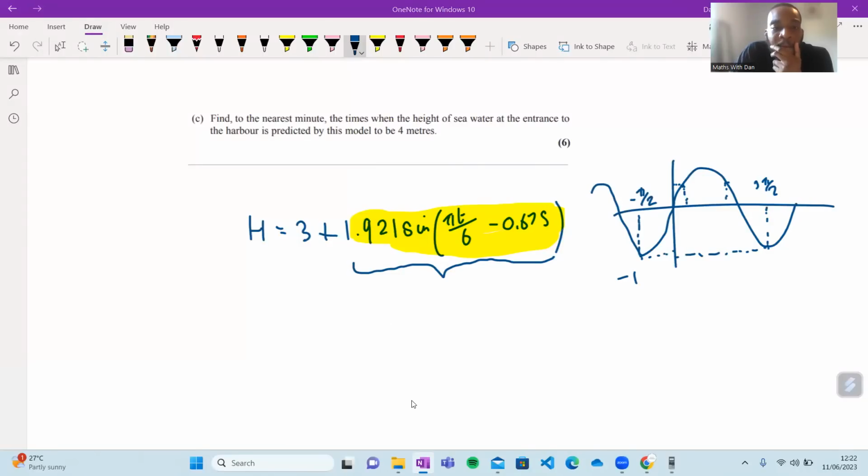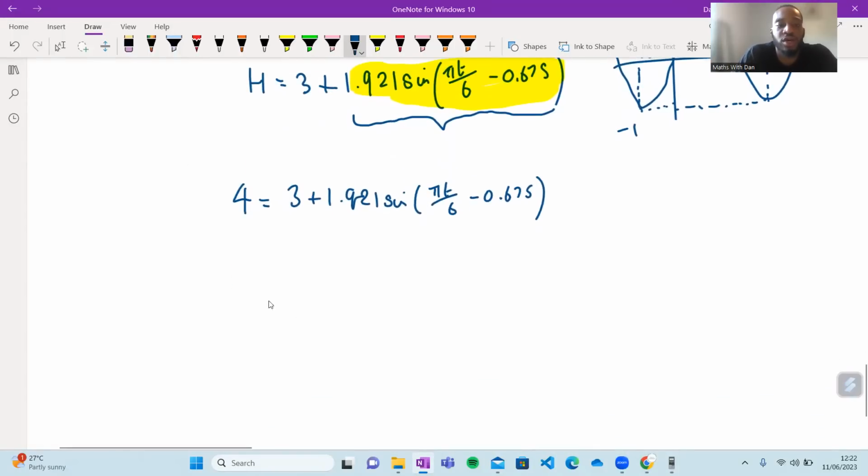Cool. Okay. So looking at the next one now, we need to find t when h equals 4, right? The times as well, the times. What does that indicate to me? That there's going to be more than one value of t. So potentially we'd have to do that. Anyways, let's see. We've got 4 is equal to 3 plus 1.921 sine of t over 6 minus 0.675. And then obviously I'm going to do 4 take 3 divided by that. 4 take 3 over 1.921.